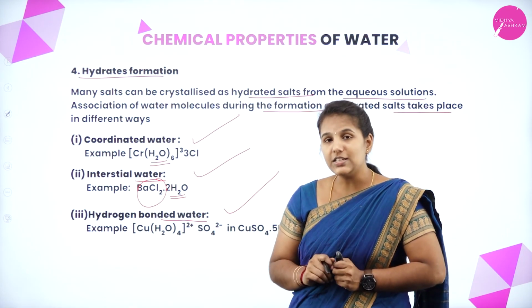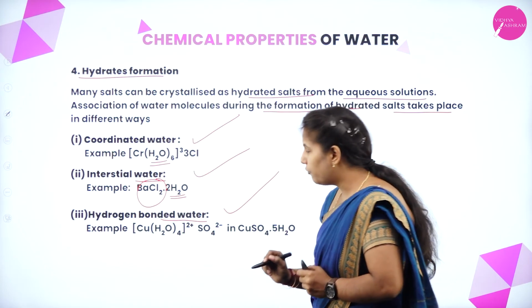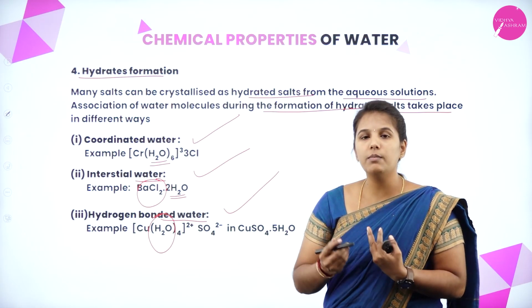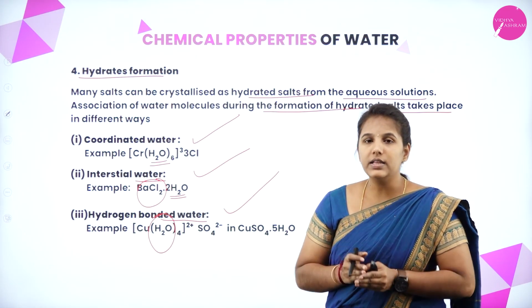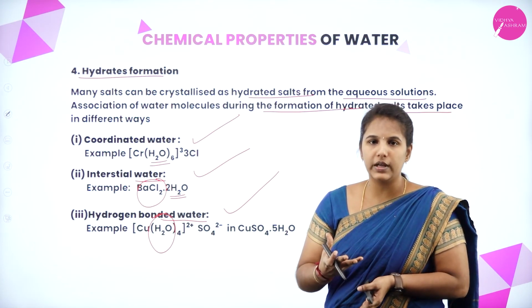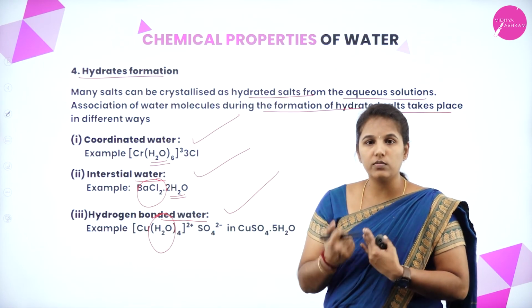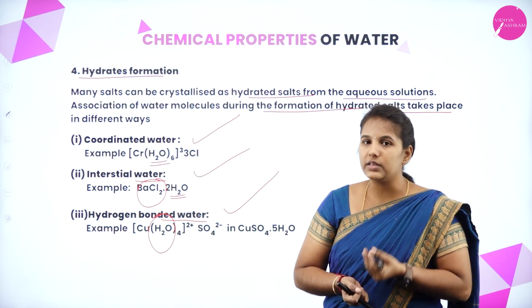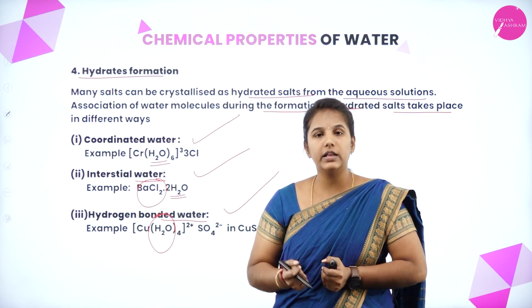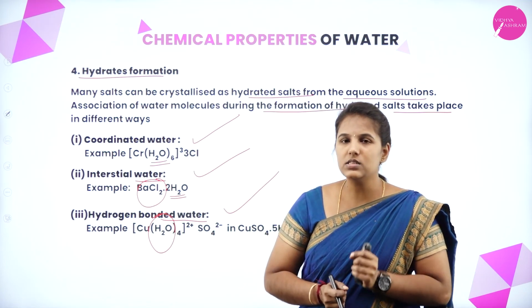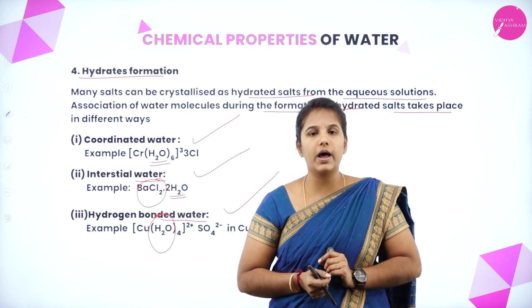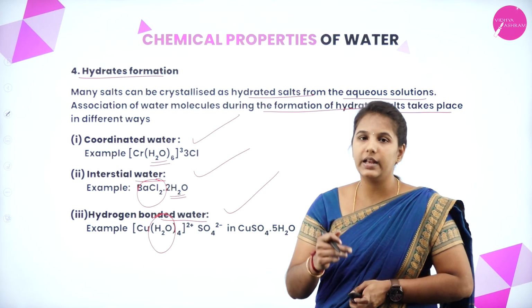Coming to the hydrogen bonded water, you can see here copper with the water molecule and the SO4 2- ion. This shows that the water molecule forms hydrogen bonding, or you can say that the water molecule has a hydrogen bond. This indicates that when copper sulfate is dissolved in water, it gives a blue color. When you remove the water content from the copper sulfate, it becomes white in color. This shows that water forms hydrogen bonds. This is how we can easily understand how our water molecule can form a hydrate when it exists in 3 different states.